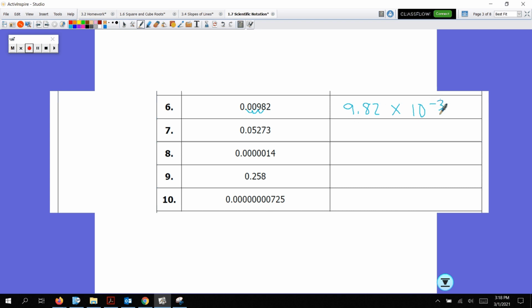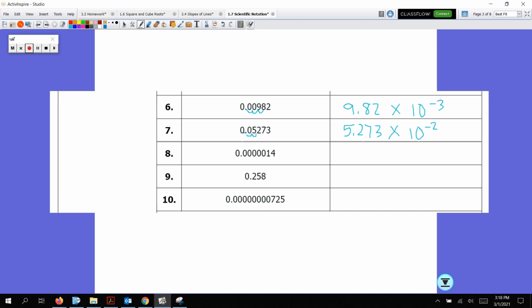All right, number 7. There's the exponent. Now we need to move it so that the number is bigger than 1 and smaller than 10. So 1, 2. So 5.273 times 10 to the negative 2. It's really important that we make sure that exponent is negative because we moved the decimal to the right.